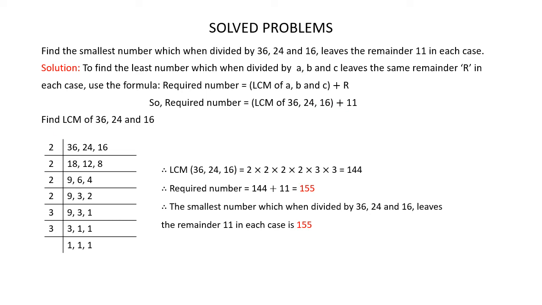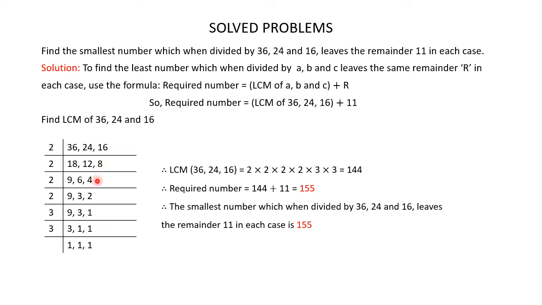So let's find the LCM of 36, 24 and 16 by division method first. Write 36, 24 and 16 in the first row. Divide by 2. 36 divided by 2 is 18, write 18 in the next row. 24 divided by 2 is 12, write 12 in the next row. 16 divided by 2 is 8, write 8 in the next row. Divide again by 2. 18 divided by 2 is 9, write 9 in the next row. 12 divided by 2 is 6, write 6 in the next row. 8 divided by 2 is 4, write 4 in the next row.